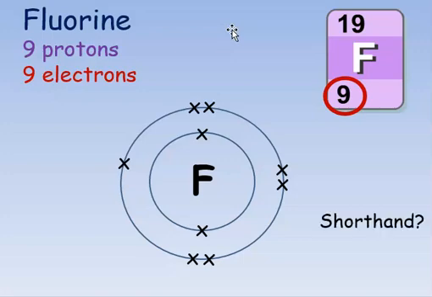Again, we can write this as a shorthand. So again, stop the video and think about what the shorthand would be for the electron configuration of fluorine. The electron configuration shorthand for fluorine would be 2, 7, because we have 2 electrons in the first shell and 7 electrons in the second shell.